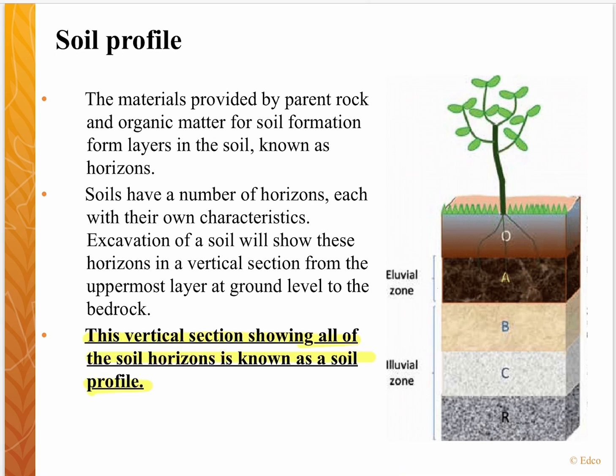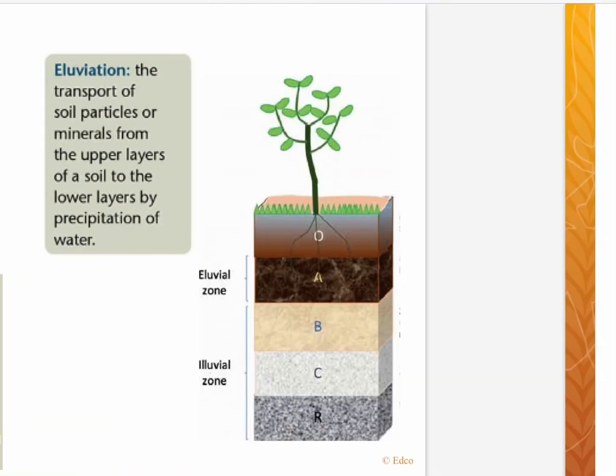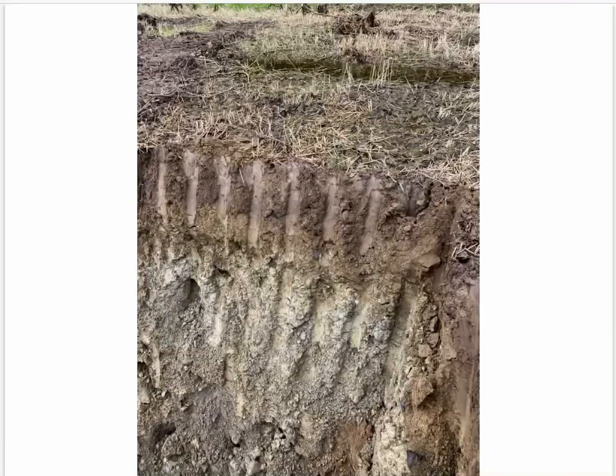Okay, so our definition for a soil profile is a vertical section showing all the soil horizons, known as a soil profile. Okay, so all the different sections here are going to make up your soil profile. Your top being your O, A, B, C and R. Okay, so if you're taking a vertical excavation of a soil, that is what you're going to see. So something like our diagram here.